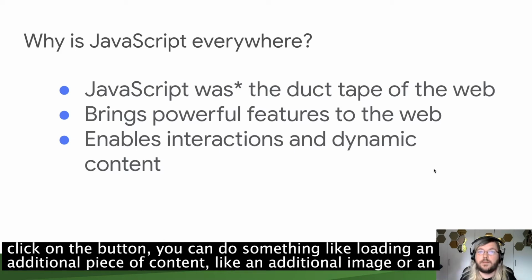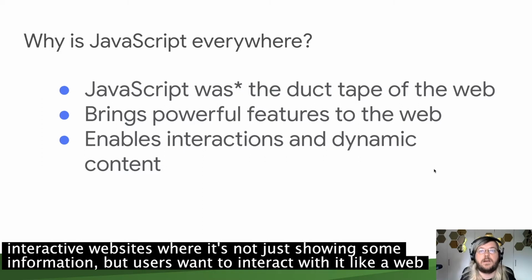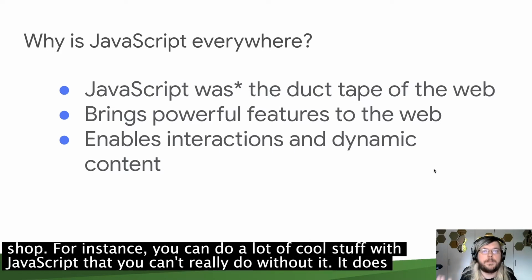If you click on a button, you can do something like load an additional piece of content, like an additional image or an additional product. You can do a bunch of stuff that JavaScript enables us to do, especially when it comes to interactive websites where it's not just showing some information, but users want to interact with it. Like a web shop, for instance, you can do a lot of cool stuff with JavaScript that you can't really do without it.